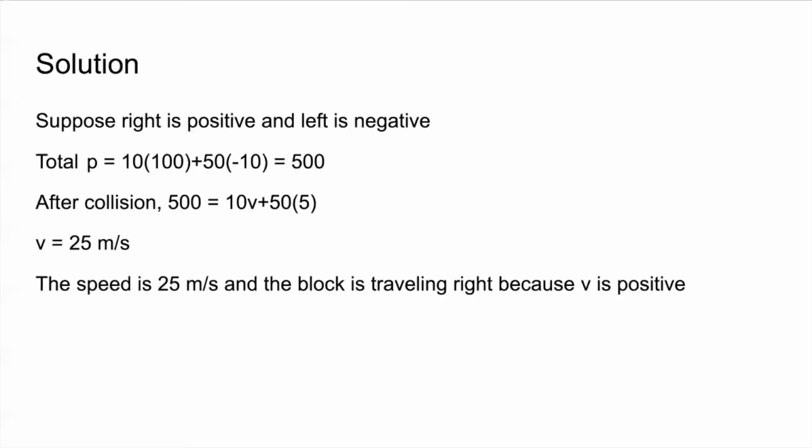So suppose that right is positive and left is negative. We first need to compute the total momentum before the collision. That is equal to 10 times 100 plus 50 times -10, which is 500. And after the collision, the total momentum is still 500, and it's equal to 10 times the velocity of the 10-gram block plus 50 times 5. And you can solve to get that v is equal to 25. So the speed is 25 meters per second, and since v is positive, the block is traveling right.